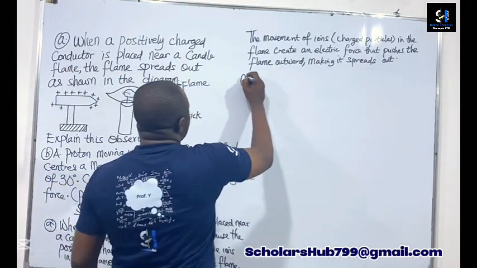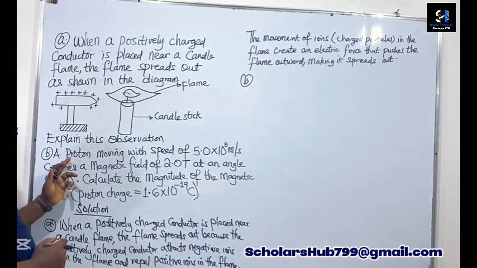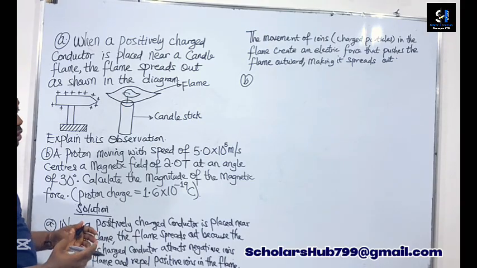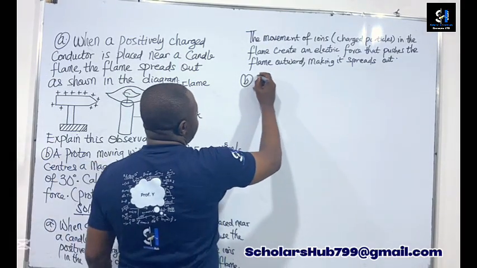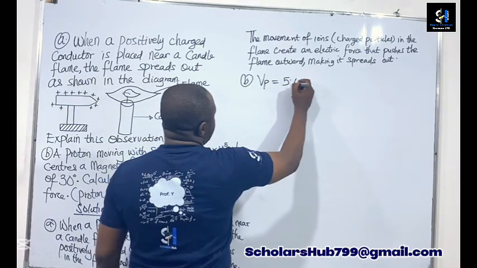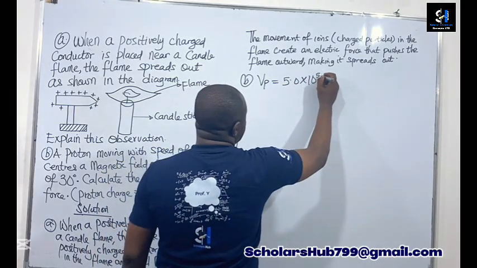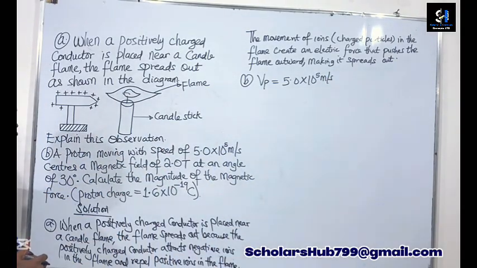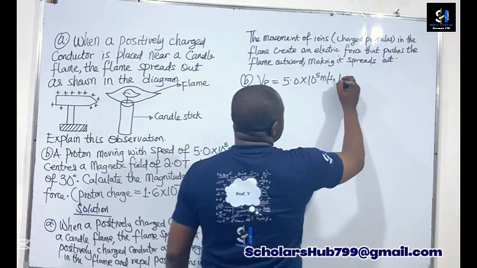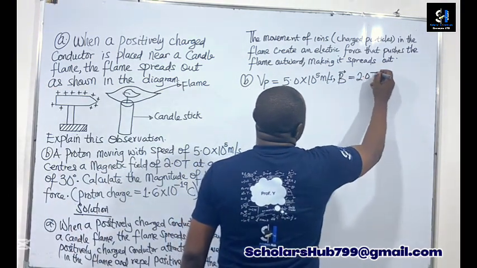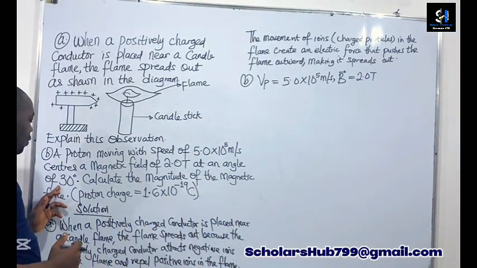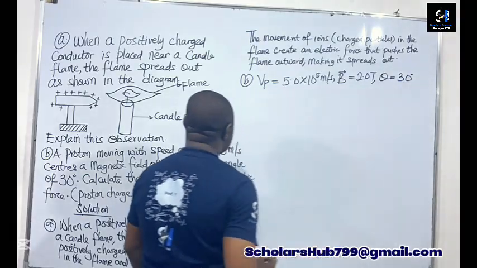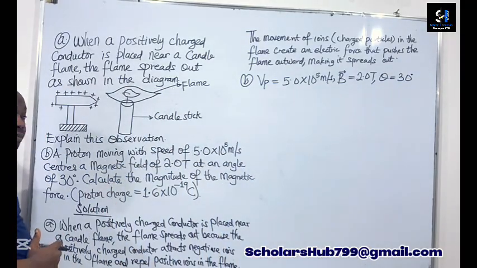Now B, we are given a proton moving with speed of 5.0 times 10 raised to the power of 5 meters per second. So we have speed of proton to be 5.0 times 10 raised to the power of 5 meters per second. It enters a magnetic field of 2.0 Tesla, at an angle of 30 degrees. So the angle of inclination is 30 degrees. Now calculate the magnitude of the magnetic force.